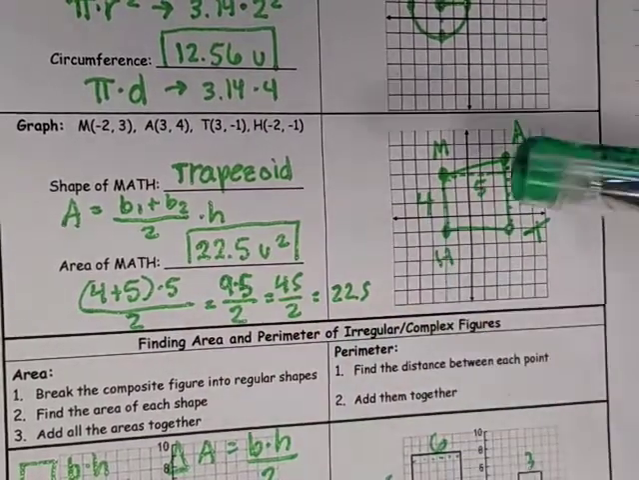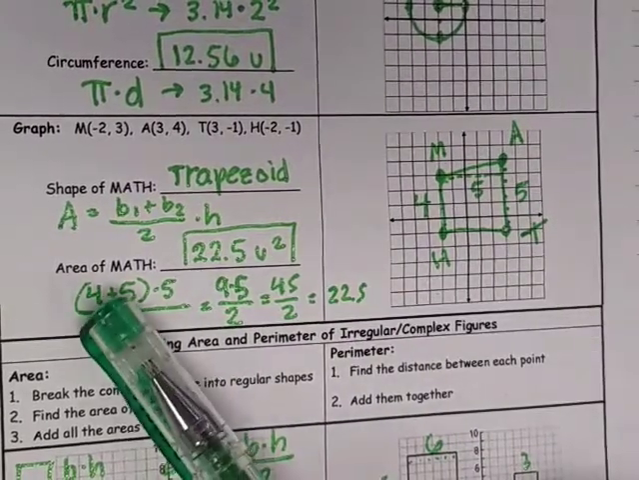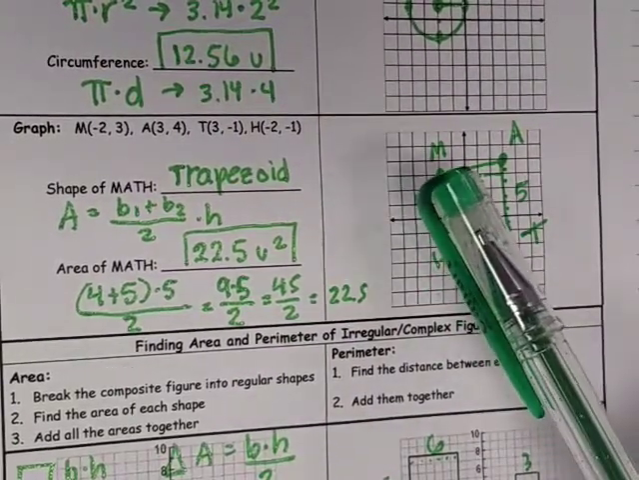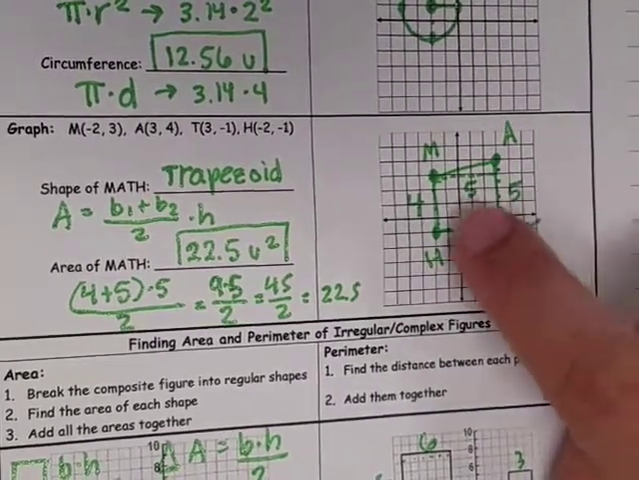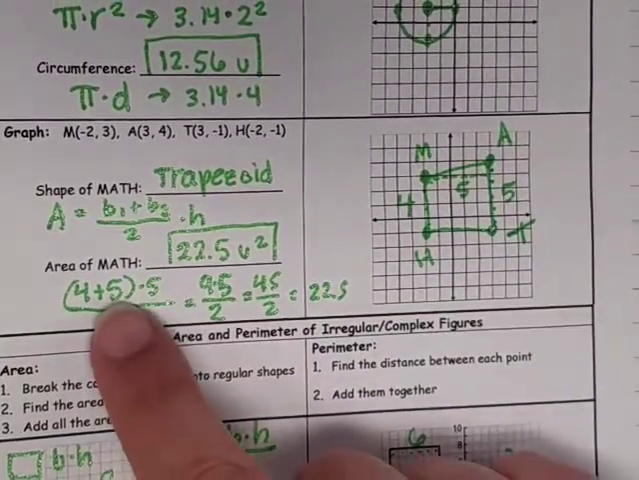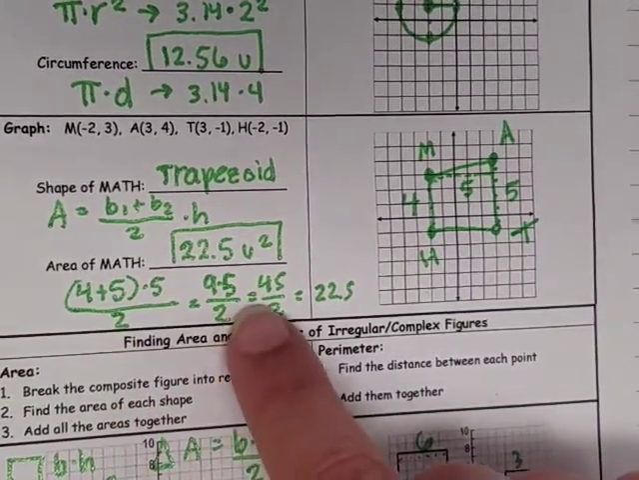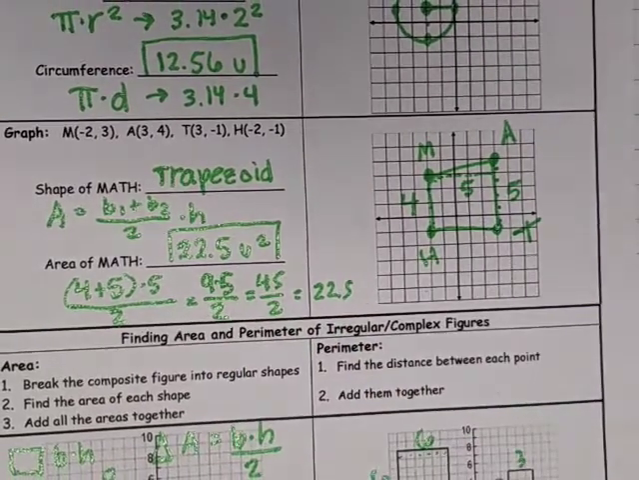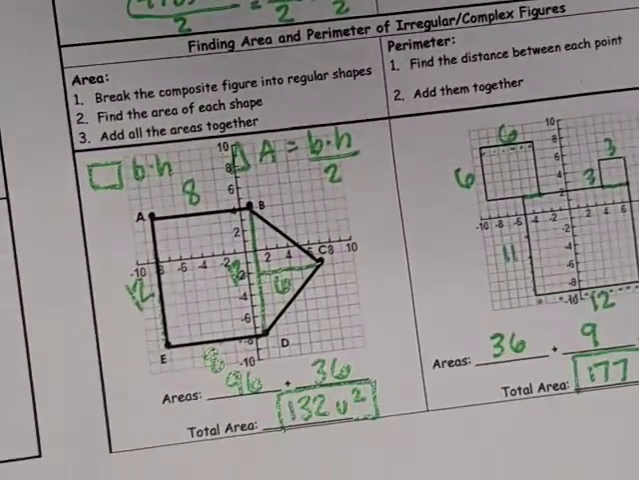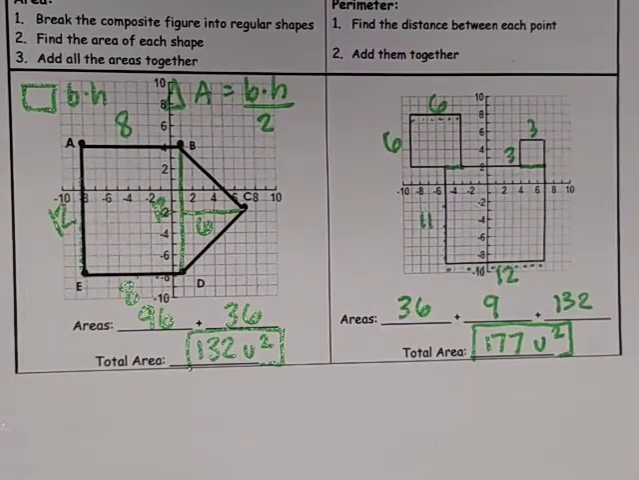The bases are the ones that are parallel. So 4 and 5 are the bases, so that's why I put those there. The height I had to find was the perpendicular height to the base, and that was also 5. So 4 plus 5 times 5 all over 2, and that gives me 45 over 2, which gave me 22.5 units squared.